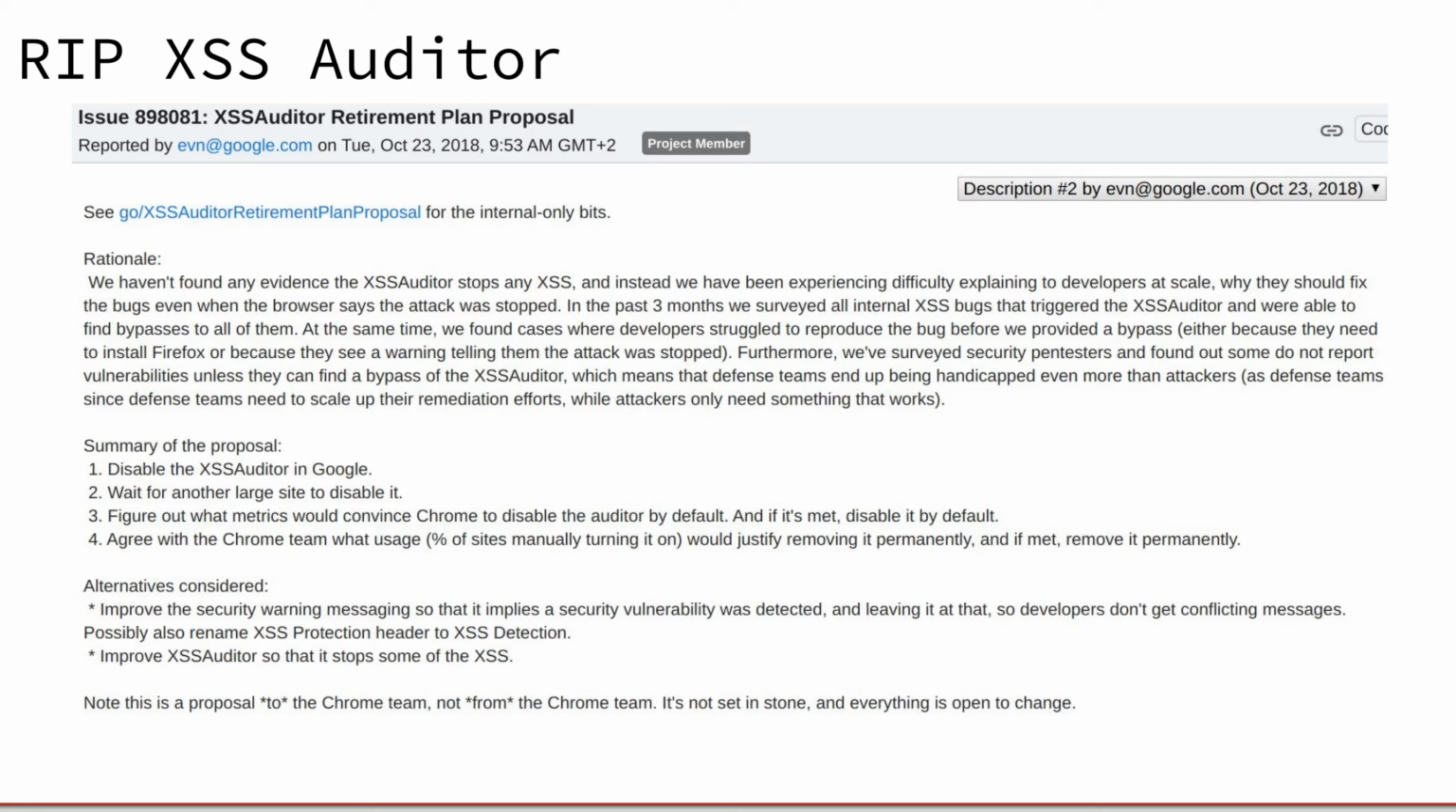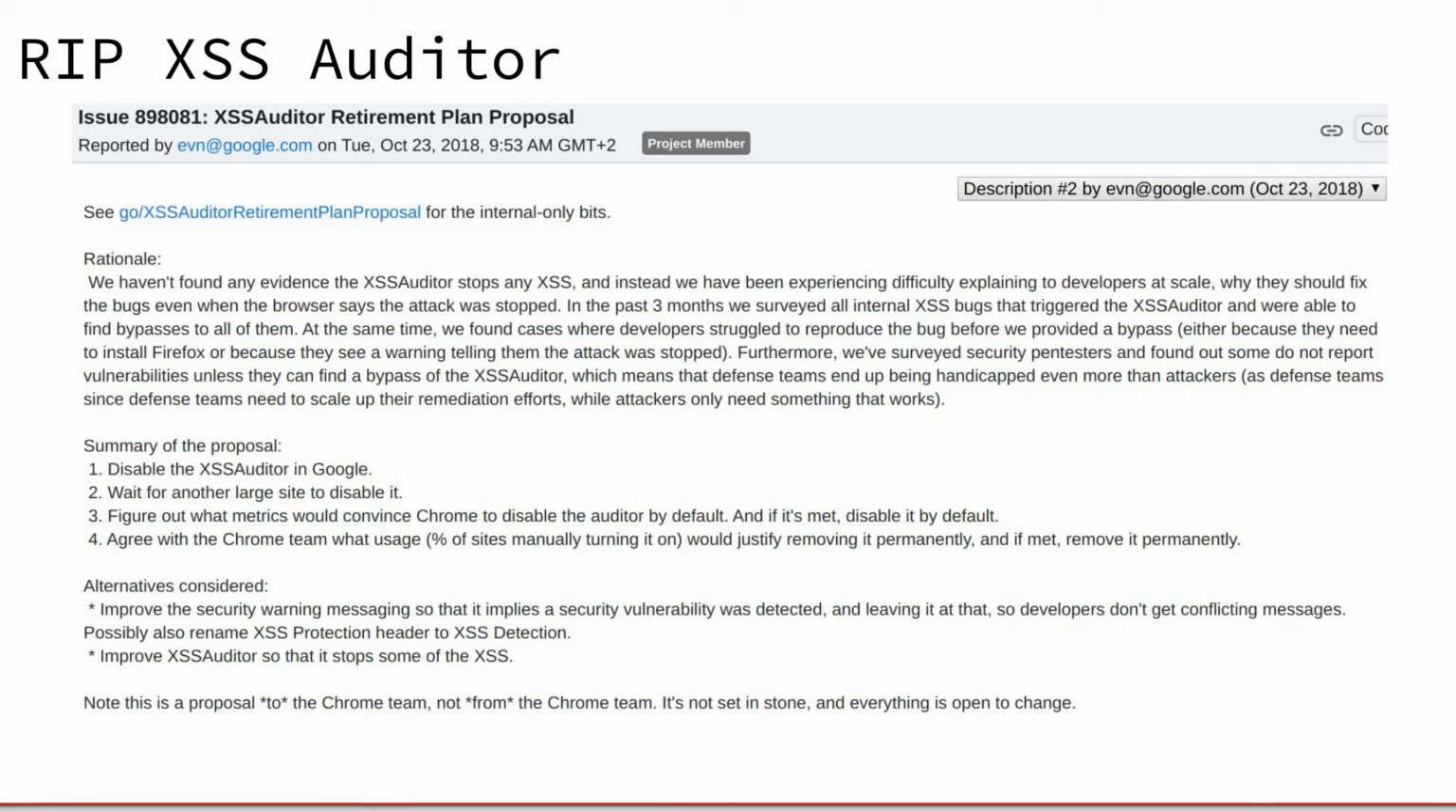Okay, I just want to tell you a little story about the XSS Auditor because I think it gives a good idea about some aspects of security. So Google Chrome, the browser, had a so-called XSS Auditor that was in place to prevent cross-site scripting attacks. It's not in the browser anymore, it got removed.